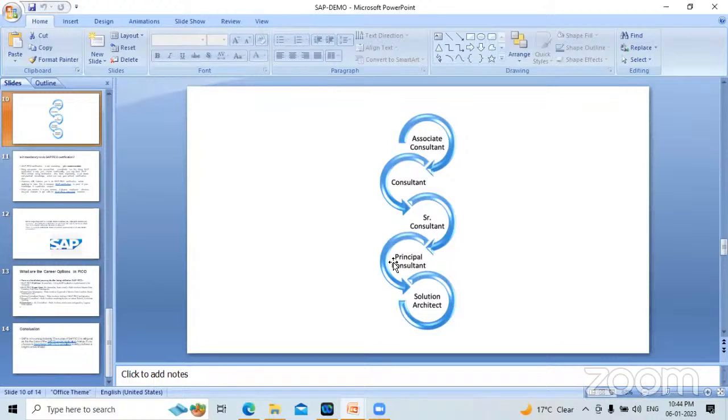But if you are already an end user, already working as an end user, you can start your journey as an associate consultant with a 19 to 22 lakh package. If you are in accounts payable or accounts receivable, or in the accounting domain for a long time, you can start from associate consultant. But I suggest you start your journey from a vendor company, not from an MNC.